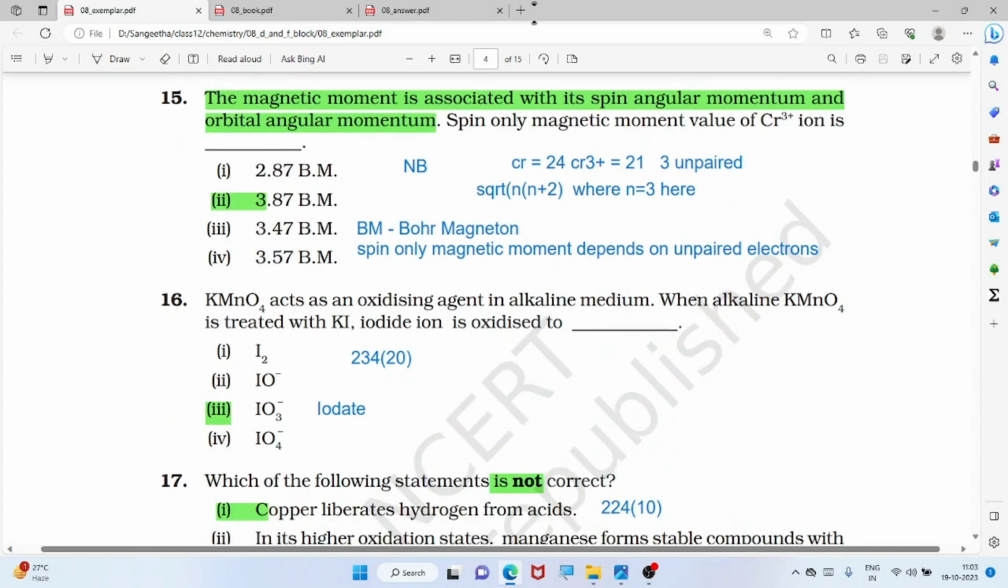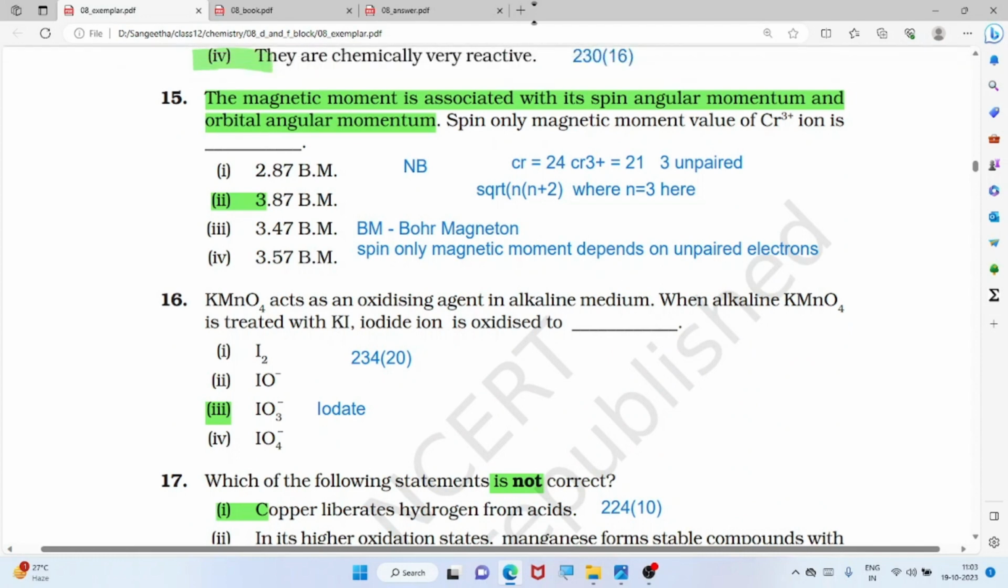The magnetic moment is associated with the spin angular momentum as well as the orbital angular momentum. Spin-only magnetic moment value for this ion: spin-only depends on the number of unpaired electrons only. Here the atomic number is 24, and with 3+ it is 21. There are 3 unpaired electrons, okay. If you apply that rule, the spin-only magnetic moment is the square root of n into n plus 2. n is 3 here.